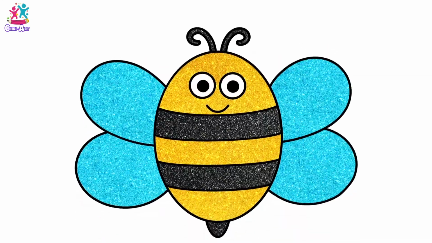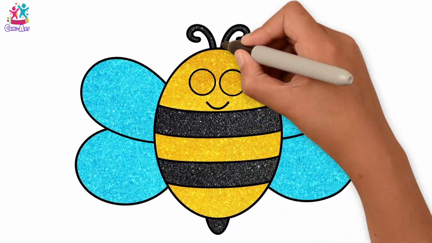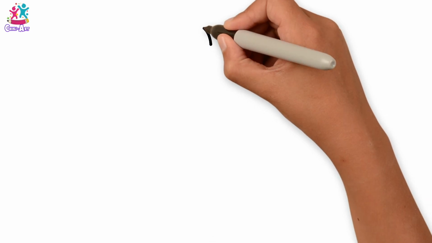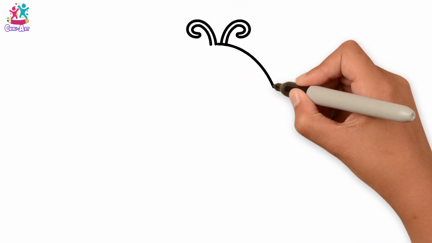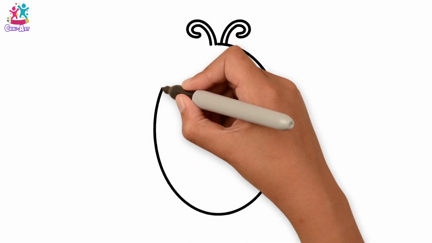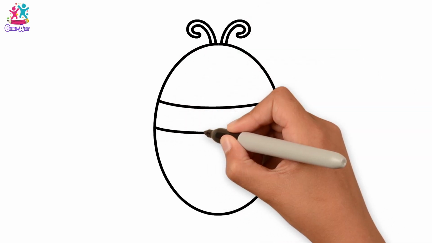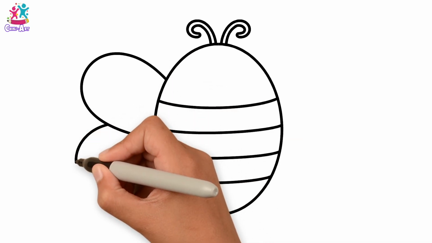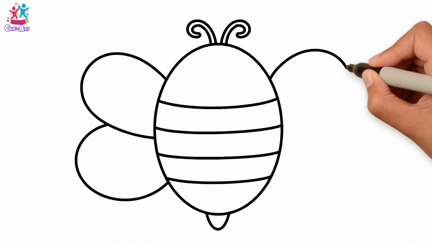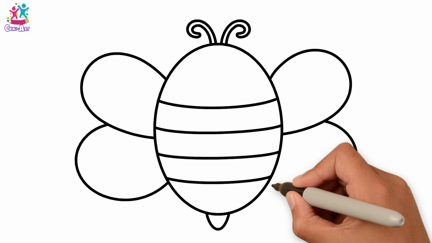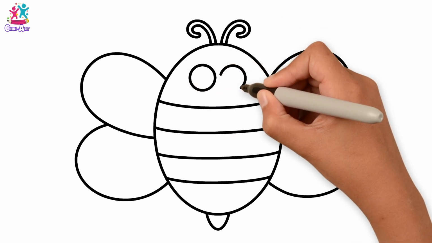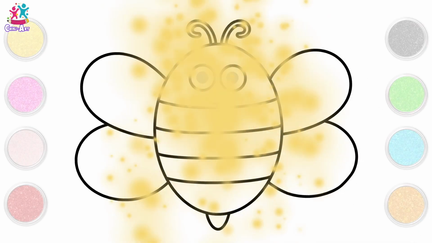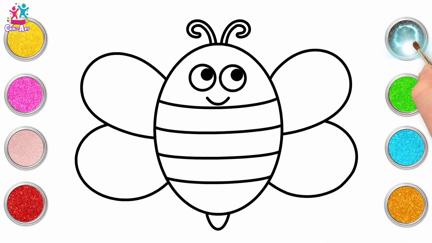Hey kids, this video is going to be so much fun! We're going to draw and paint a honeybee, starting with the antennae, then the oval-shaped body, and of course the stripes, and the wings. Did you know that a bee's wings are actually so small, technically it shouldn't be able to fly? How amazing! Right, let's paint.